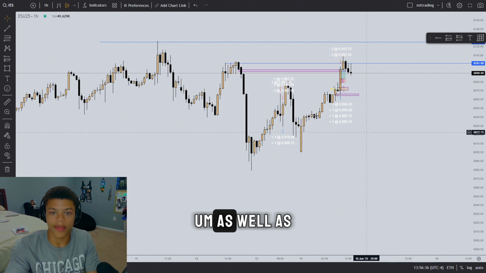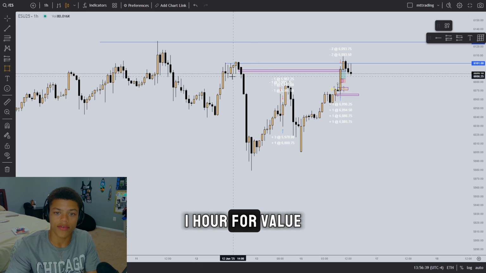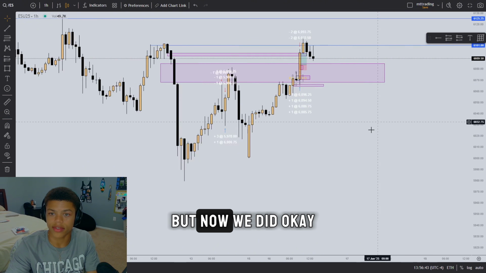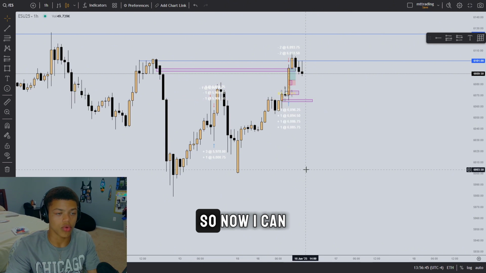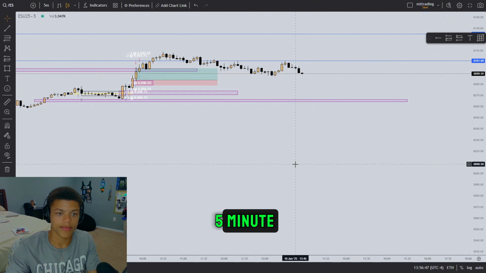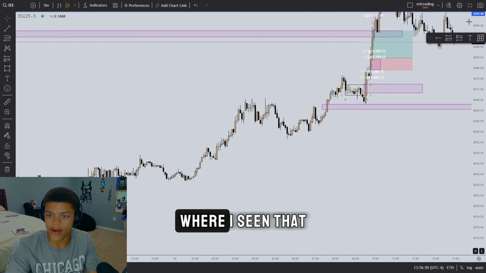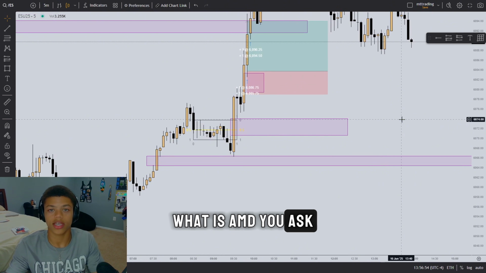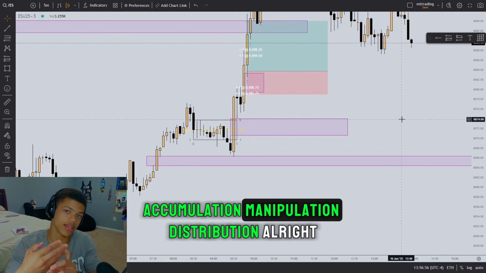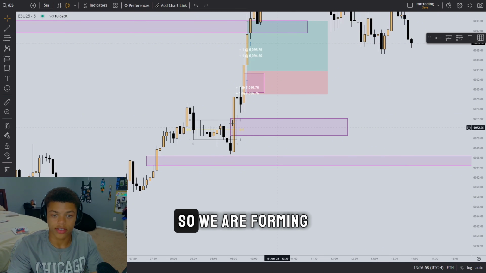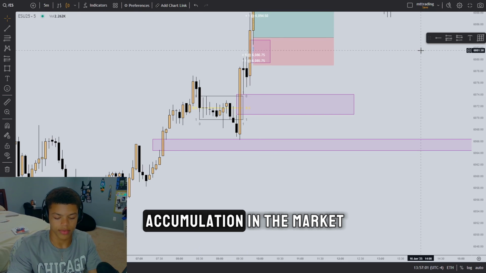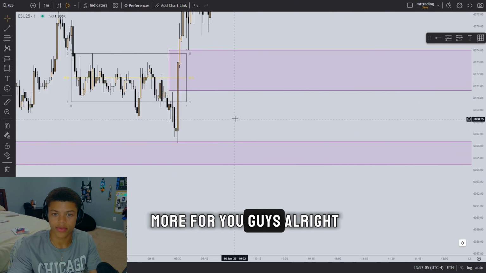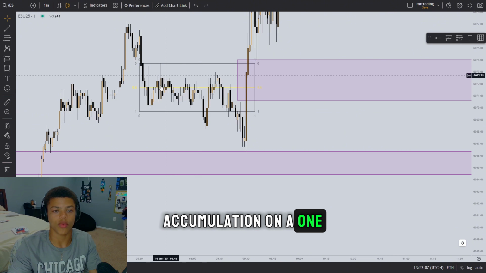As well as a 1 hour, we did have a 1 hour fair value gap that we had yet to inverse, but now we did. So now I can drop down to the 5 minute, where I saw that we have our AMD marking up. What is AMD, you ask? Accumulation, manipulation, distribution. So we are forming accumulation in the market. I'll zoom in even more for you guys. Accumulation on a 1 minute.